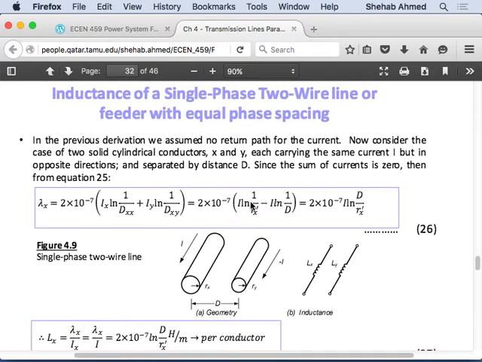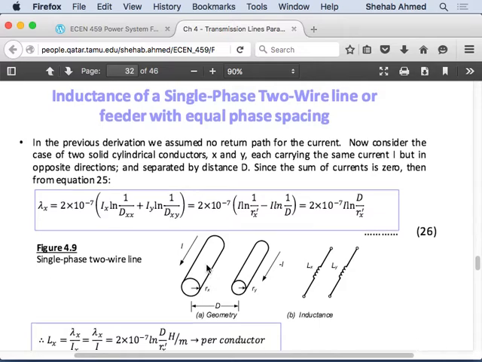This is one example. We have current flowing in one conductor in this direction, and current flowing in another conductor in the opposite direction, or the same direction but with a negative sign, right? So this is a single phase circuit. A single phase circuit has current going and then coming back in the other wire. So I would like to calculate the inductance of the single phase circuit. How do you calculate the inductance of the single phase circuit?